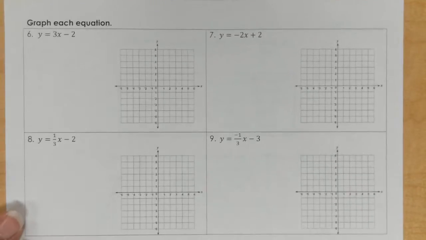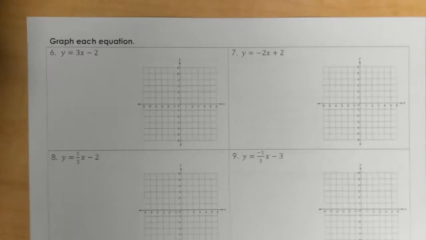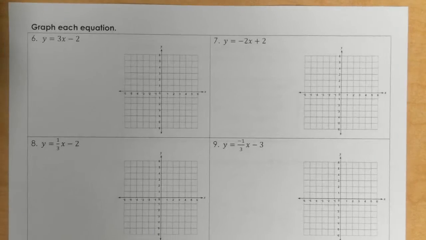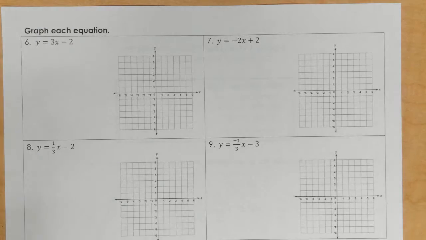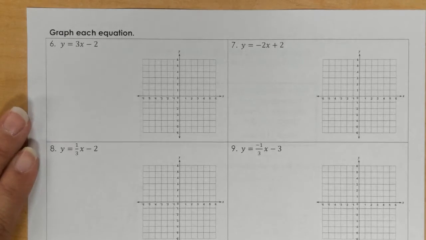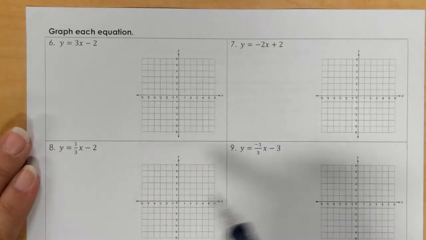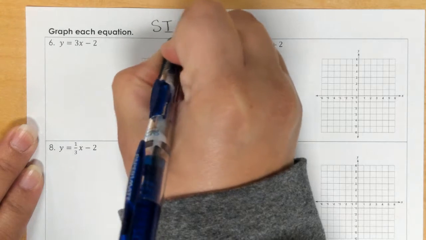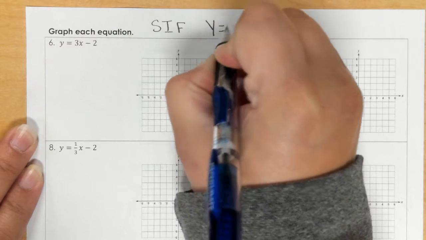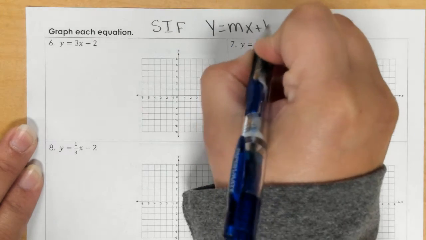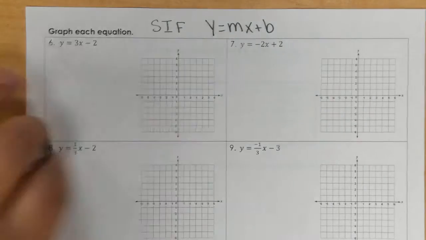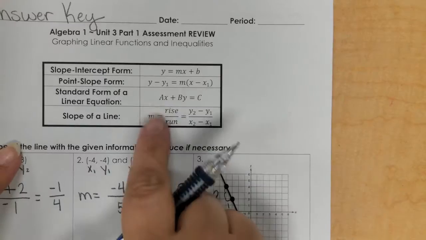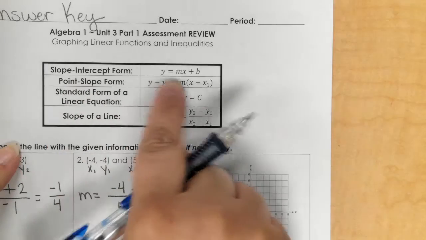Okay, now on the back we have mini graph problems. So it's all going to be broken down by the different formulas you learned. So for the first one, number 6, it says graph each equation. If you look at all 4 of these are SIF, which is slope-intercept form. If you have forgotten, you could always go back and check out the formula over here. So slope-intercept form, y equals mx plus b.